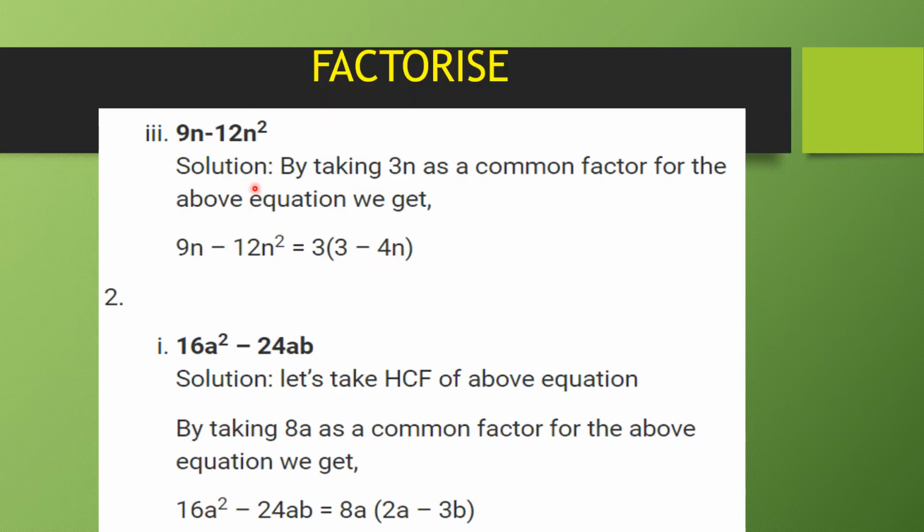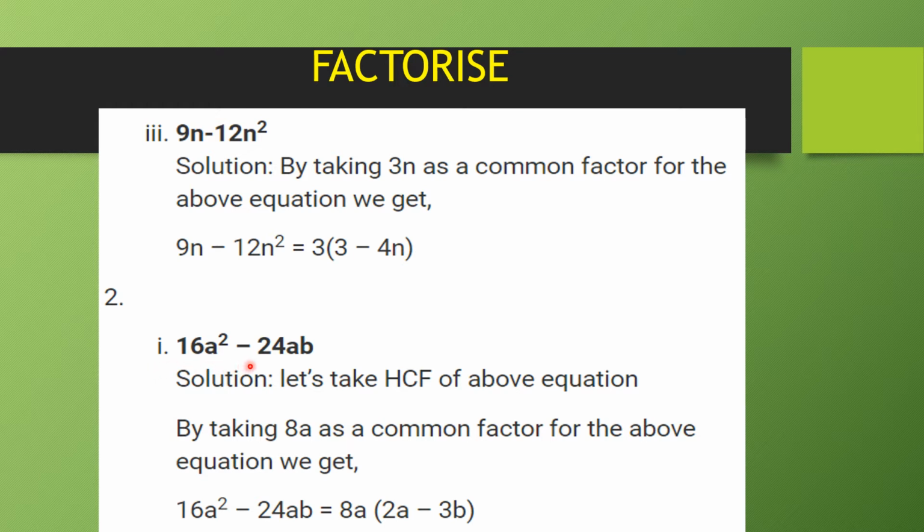We are going to factorize the two given polynomials or binomials here. 9n minus 12n squared. By taking 3n as a common factor, here 3n is the common factor, so we get 3 minus 4n.